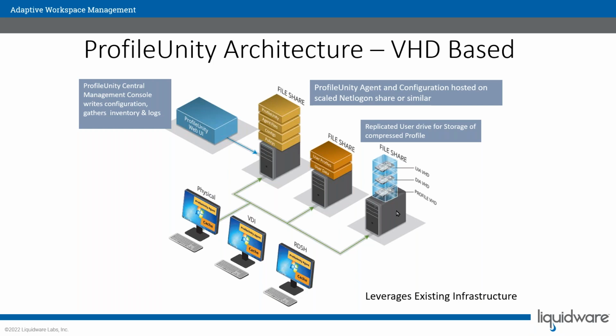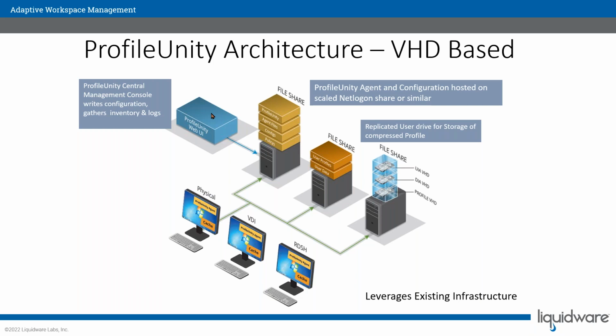The file share is usually a distributed file share system or a clustered file share system of some kind, if you do it that way. And then it's just a matter of client reads config, processes applications off the file share, done. So we're not calling to the Profile Unity server for anything other than licensing. That's it.